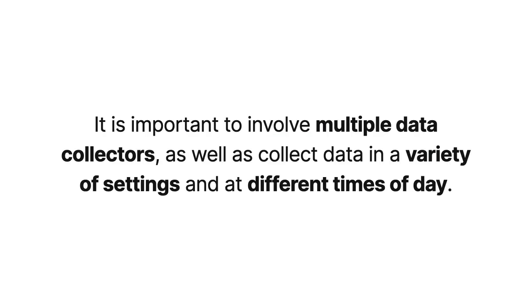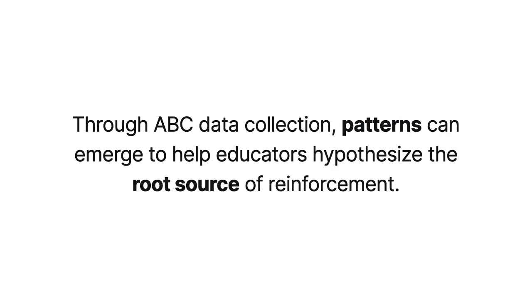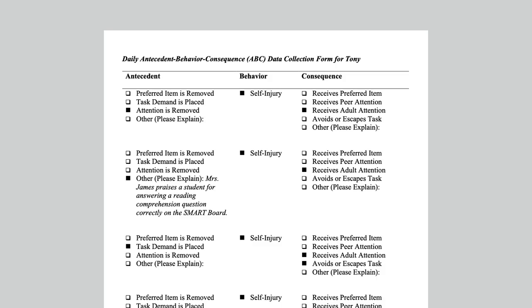When collecting ABC data, it's important to involve multiple data collectors as well as collect data in a variety of settings and at different times of the day. This approach to data collection helps to paint a clear and comprehensive picture of the relationship between student behaviors and environmental variables that consistently precede and follow occurrences of the target behavior. Some examples are the presence or absence of task demands, peers and adults, and preferred items and activities. Through ongoing ABC data collection, patterns emerge that can help educators hypothesize the function or root source of reinforcement maintaining occurrences of target behaviors. An ABC data collection form is included in this lesson.